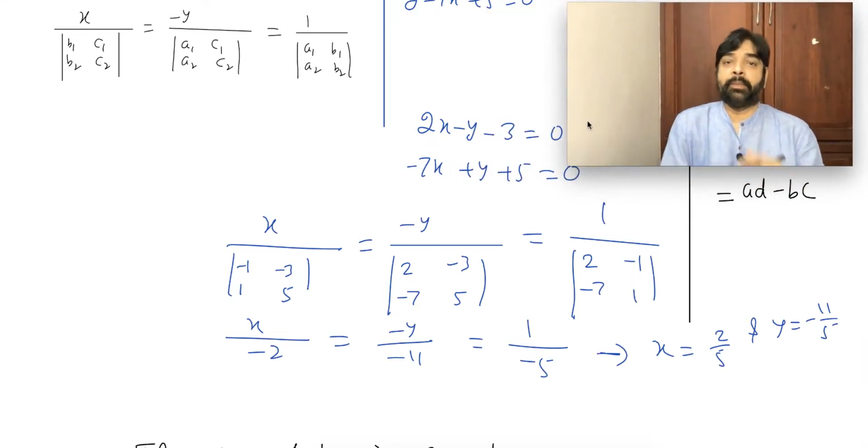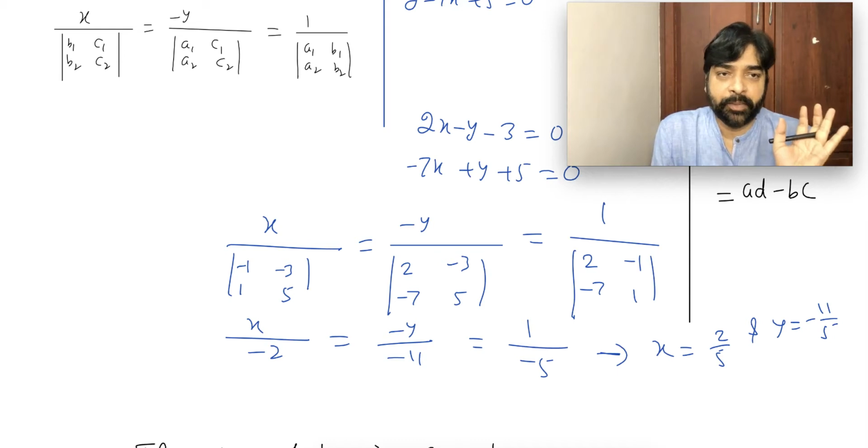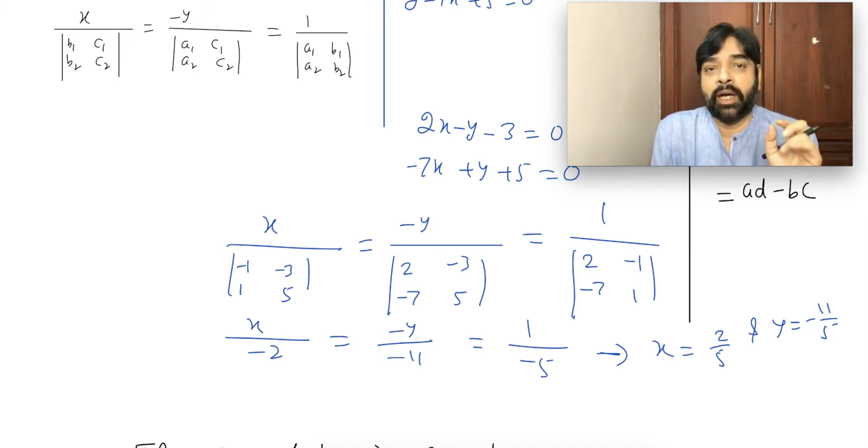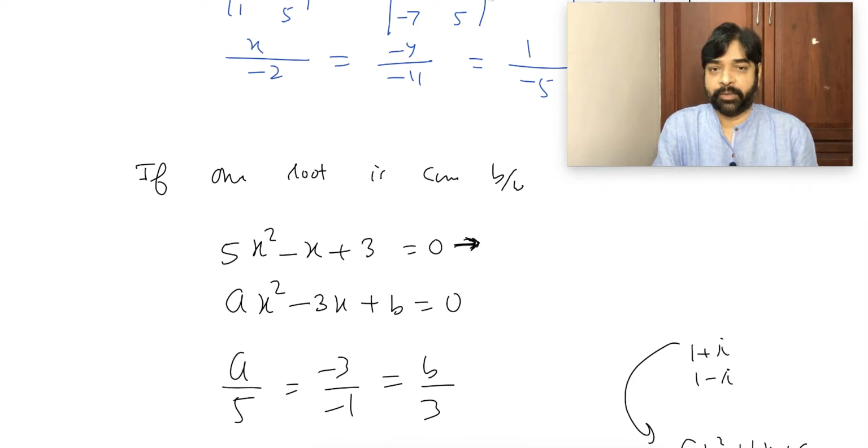So last time we discussed common roots, how to find them. If both the roots are common, it's very simple: a1 by a2 equal to b1 by b2 equal to c1 by c2. If only one root is common, then you have to assume alpha is common, apply the condition and try to get the answers. That's what we have to do every time.